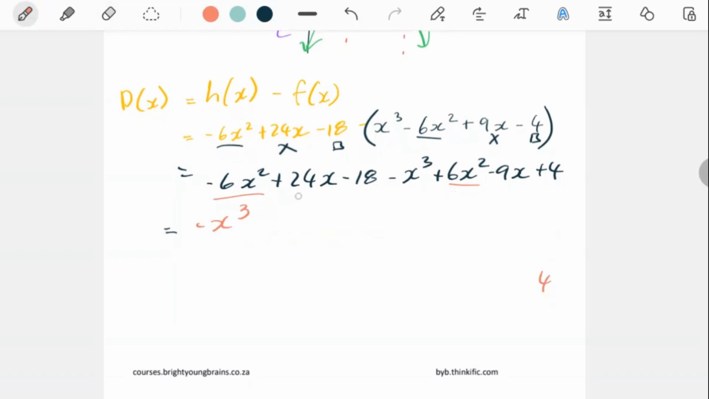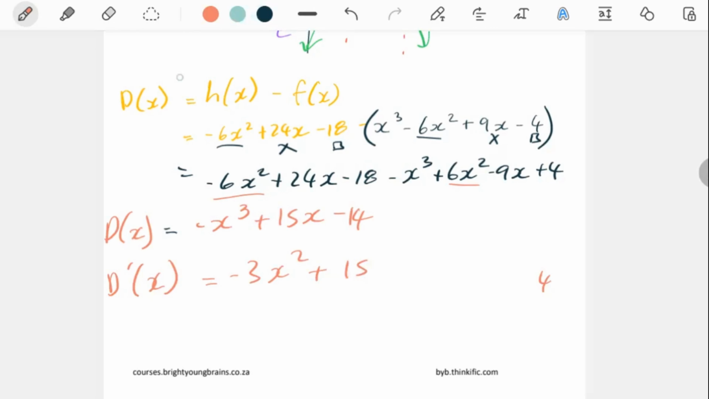So here we said 24 plus -9, right? That's going to give us positive 15x, because 24 minus 9 gives us 15x. And then -18 plus 4 gives us -14 actually. So from here, this equation of d of x, we can differentiate it and then make it equal to 0. -3x squared plus 15.